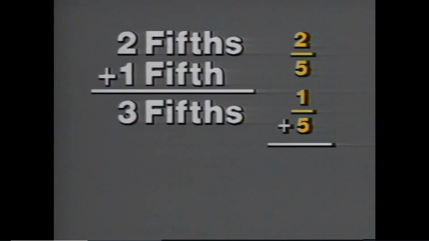Because the denominators are the same, we can write the problem like this. It helps you to understand what you're doing when you add fractions with like denominators. The word fifths lets us know we're working with the same kinds of things, and we just add 2 plus 1 and get 3 fifths. Now, if we write this problem using numbers, see what happens. We're adding fifths, so 2 plus 1 is 3 fifths. Notice that the denominator stayed the same because they tell what we're adding.